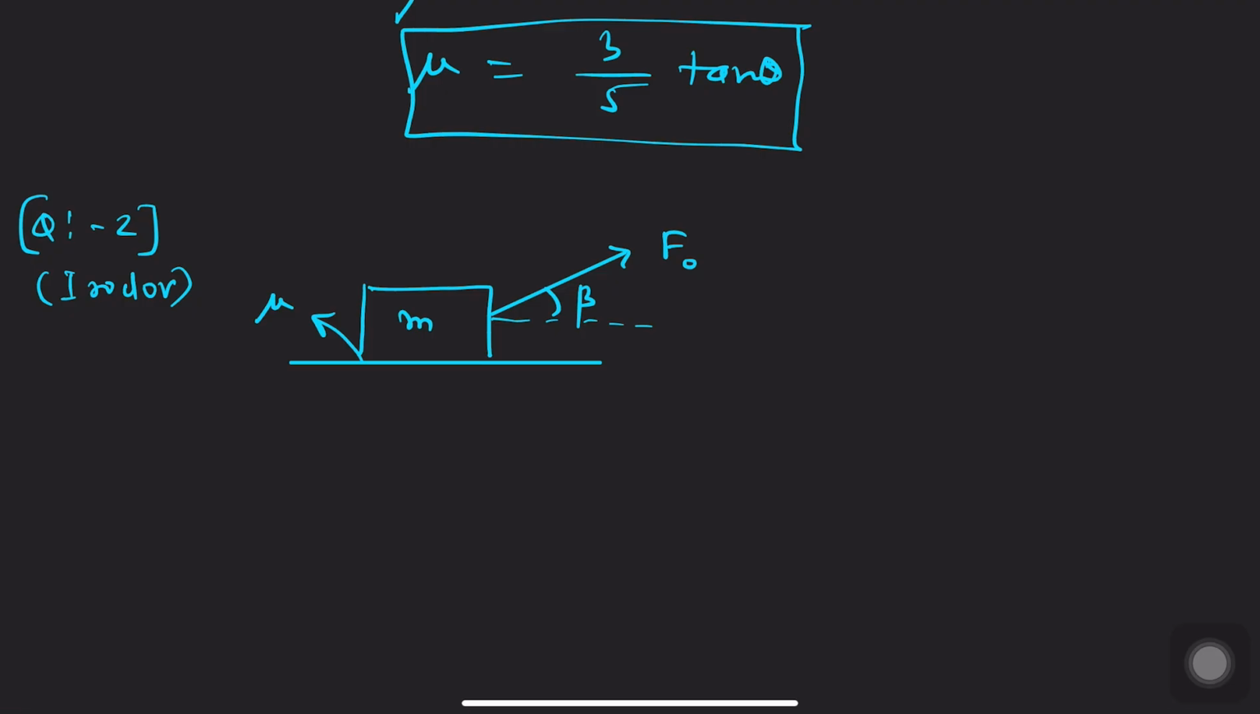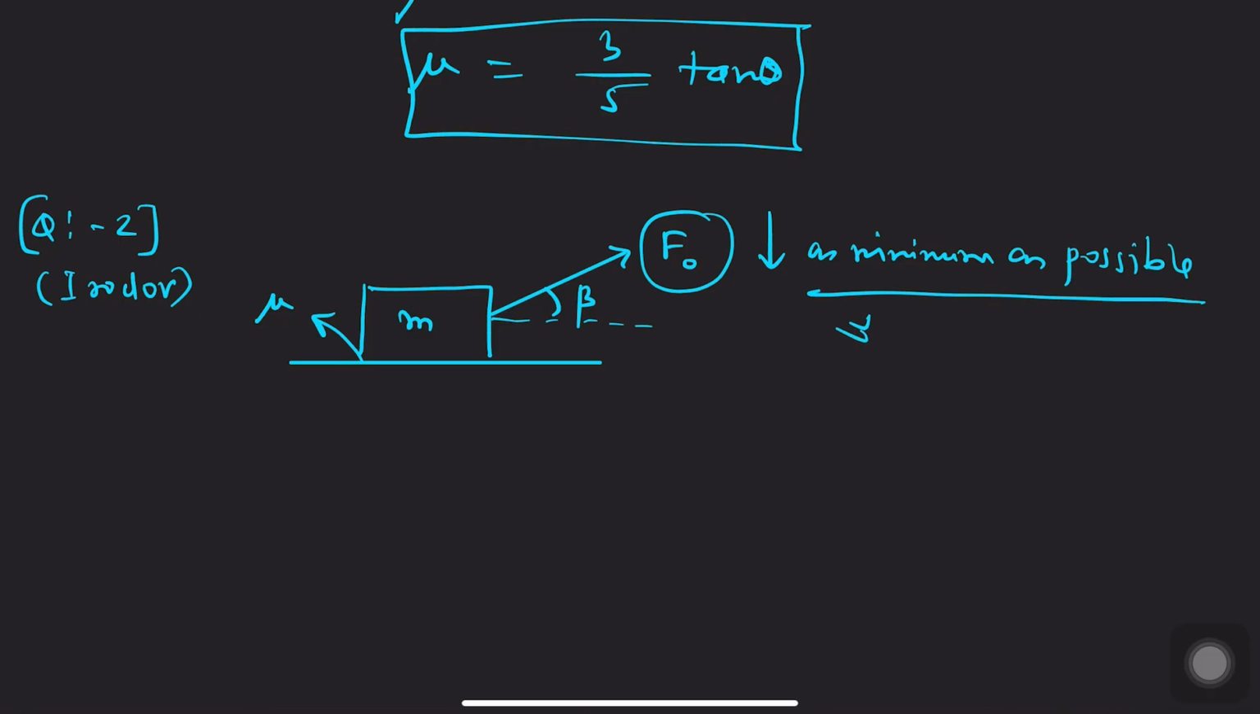This means the f naught that we are looking for, we need a minimum f naught so that we can slide the block. We have to find beta in such a way that this f naught value can be as minimum as possible. For this condition, what should be the value of beta so that we can apply as small a force as possible to slide the block? So this is the question.